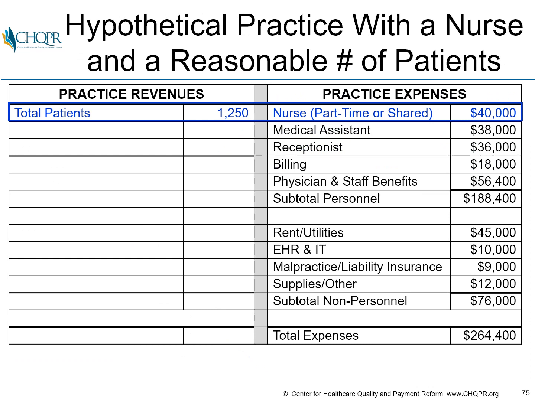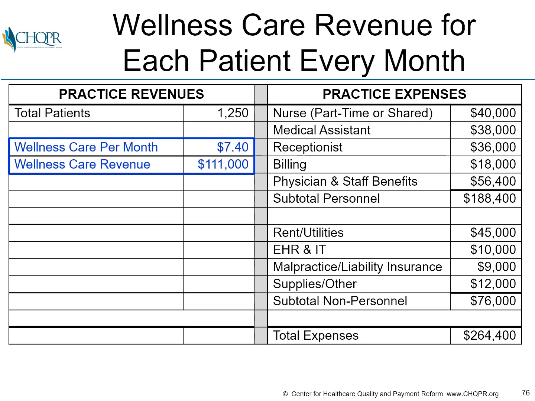How would this new payment system work for the hypothetical primary care practice discussed earlier? Let's assume that it hires the part-time nurse and it only has 1,250 patients, so the physician can provide high-quality care to every patient during a reasonable workday. If we assume that all the patients enroll for wellness care, the practice would receive $7.40 each month for each patient, generating $111,000 in total revenue during the year.